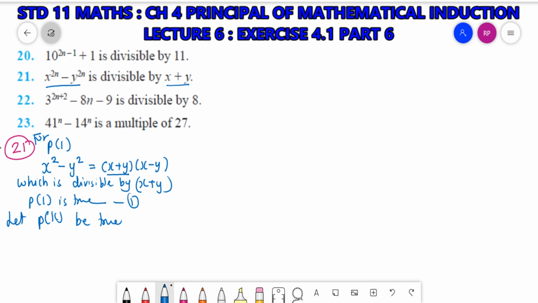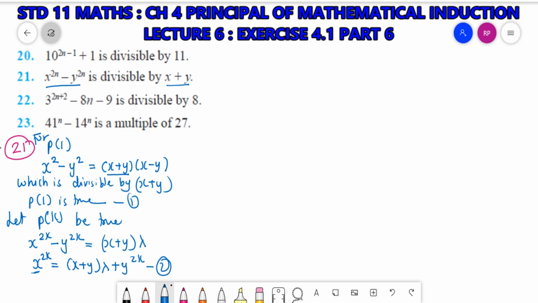So what will that imply? x raised to 2k minus y raised to 2k will be equal to (x plus y) into lambda, right? Means it is a multiple of x plus y. So what I can do here, let's take x raised to 2k separately. This will be equal to (x plus y) lambda plus y raised to 2k. Let's name this as equation 2. Okay, similar to question 20.